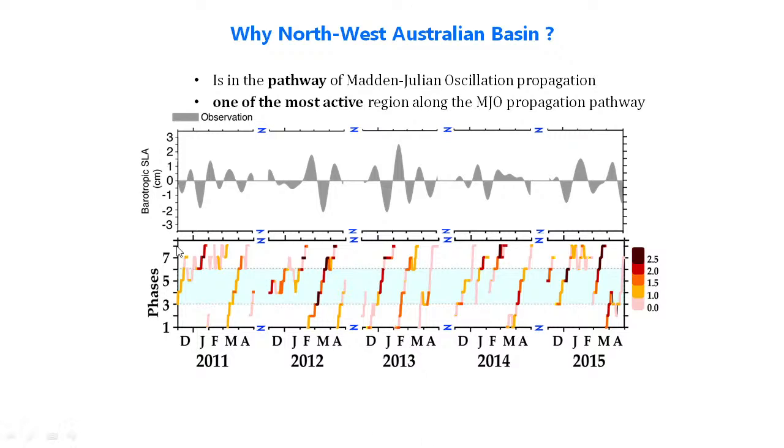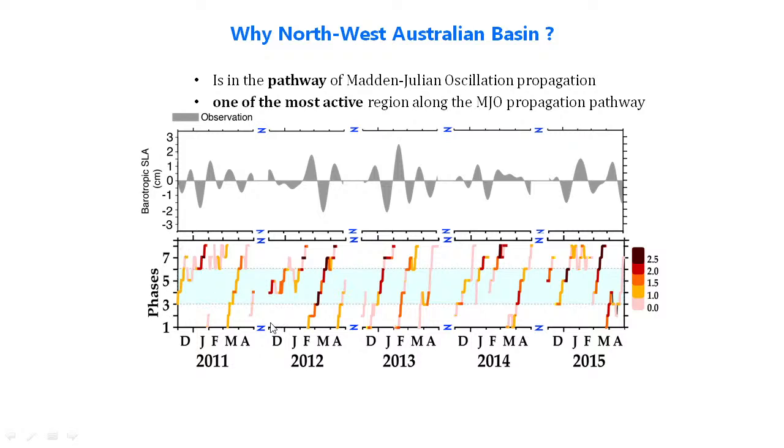sea level. So this is a time series from 2011 to 2015, and only December to April. This is the observation taken from the Bay of Bengal location, the top panel, and the bottom panel is the MJO index. The colors represent the magnitude of the MJO. If it is red, it is larger, a powerful MJO, and the steps represent the phases. So it starts from 1 and ends in 8.